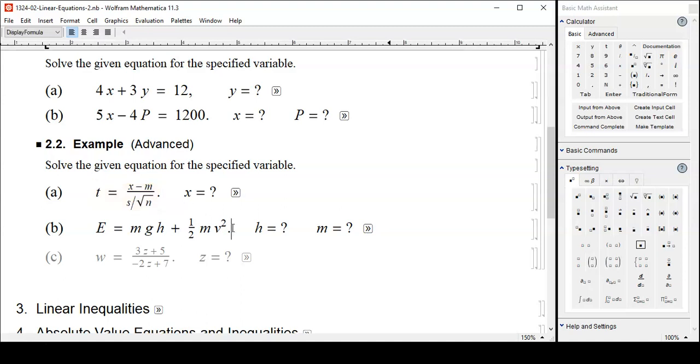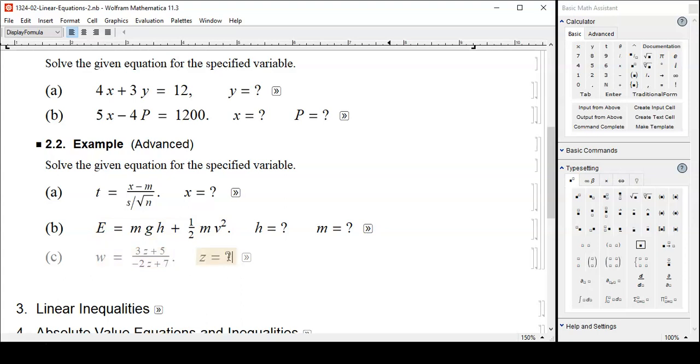How about the next example? This one is important in physics and engineering. E equals mgh plus 1/2 mv squared. What is h in terms of other characters? And what is m in terms of other variables? Here's one more. W is 3z plus 5 over negative 2z plus 7.